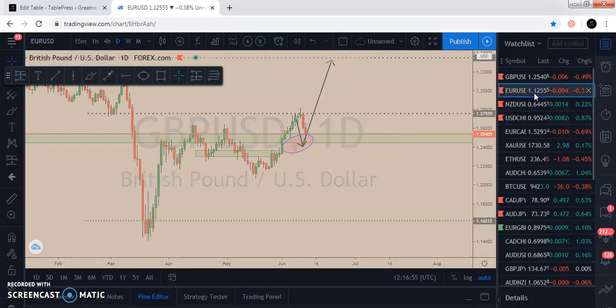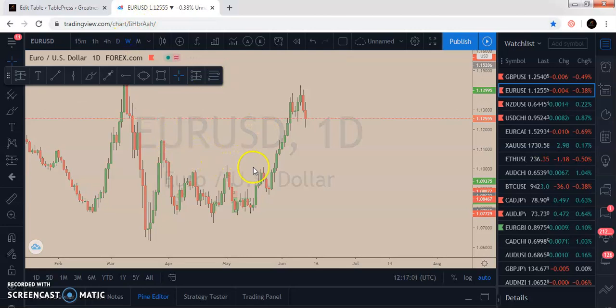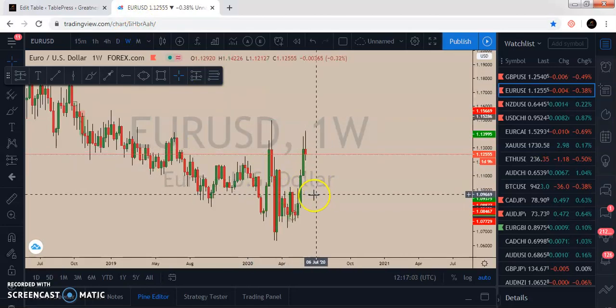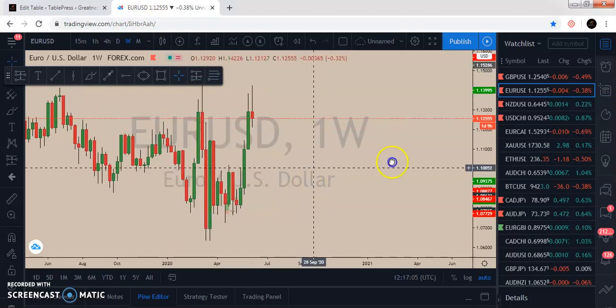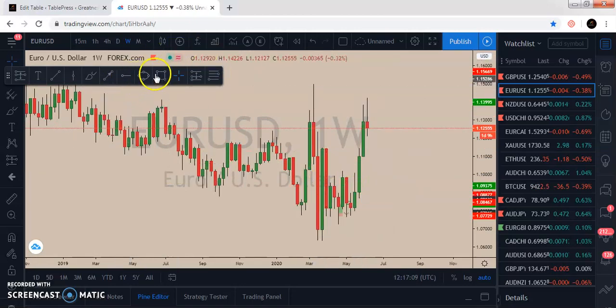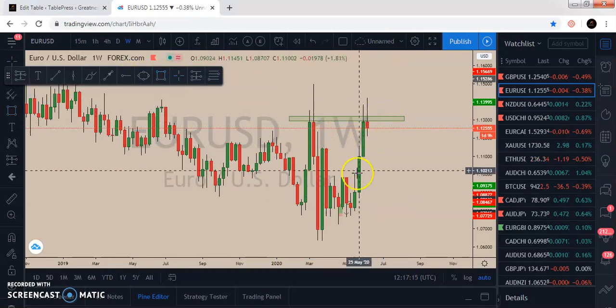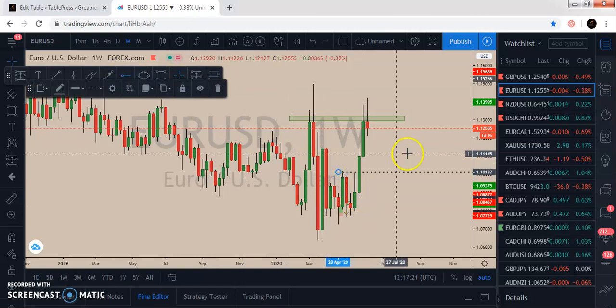Now the next pair on our watch list is the Euro USD. Let's start from the weekly perspective. Let's see what we are getting. From the weekly perspective, what can you see? You can see a double top. This is a double top. The market got rejected twice here. Now where's the market going to? You can see the W formation here. So the market is to come down to retest this W formation, the neckline.